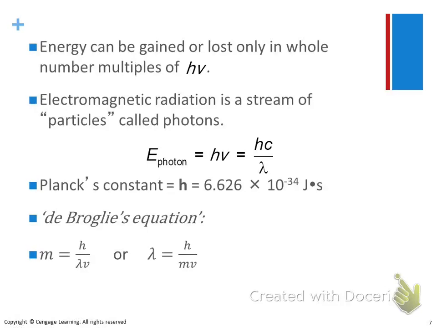When we talk about energy in waves, it can only be gained or lost in whole number multiples of this term called hν. h is something called Planck's constant, and it's given right down here. Planck's constant. So that needs to go on your equation sheet as well.